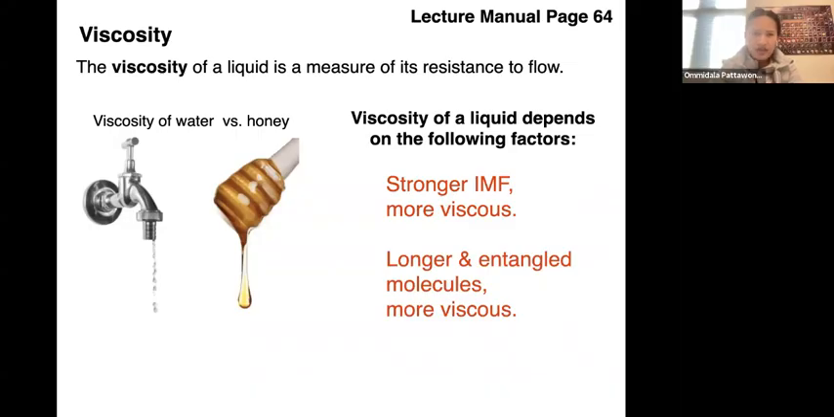The second one is the entanglement and also the size of the molecules. If the molecules are large and more entangled, they are most likely to become more viscous, for example honey in comparison to water. The last factor is temperature. Temperature also has an effect on viscosity. If you observe honey at a higher temperature, it flows better than at a lower temperature. Honey becomes more viscous at a lower temperature.